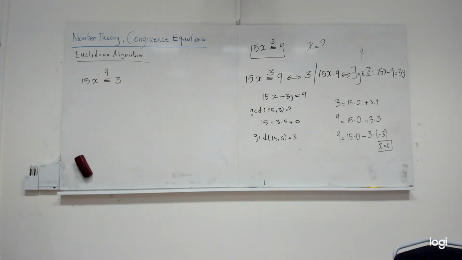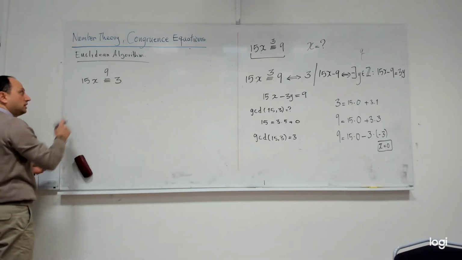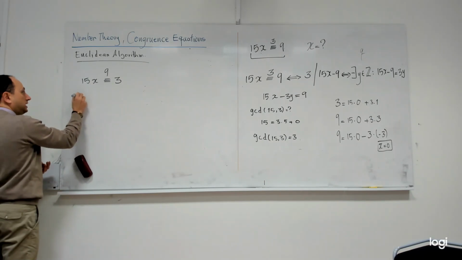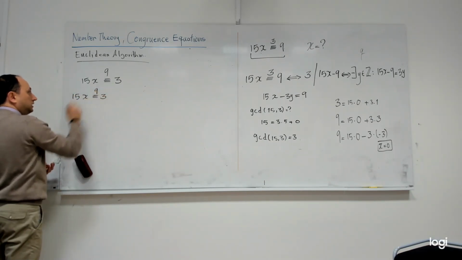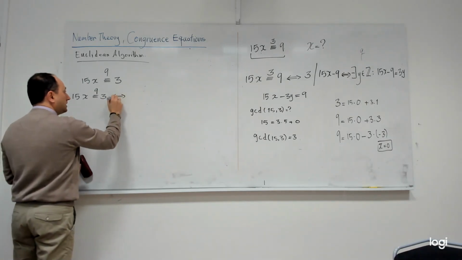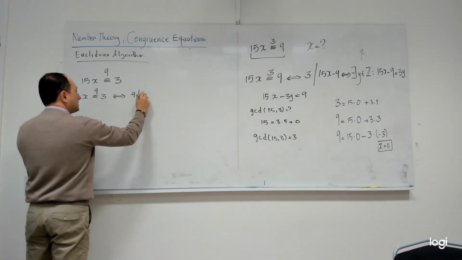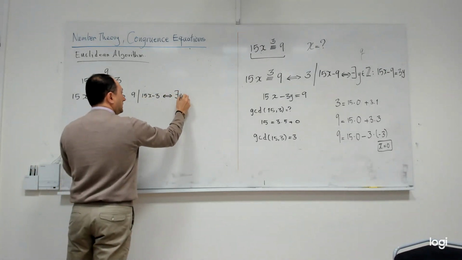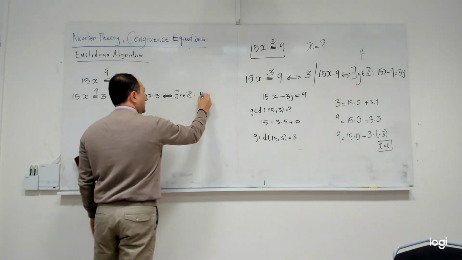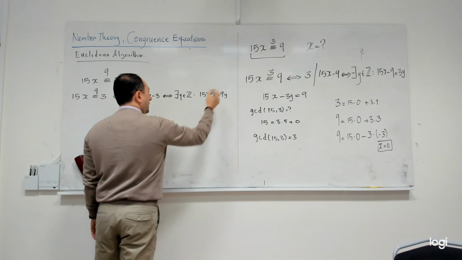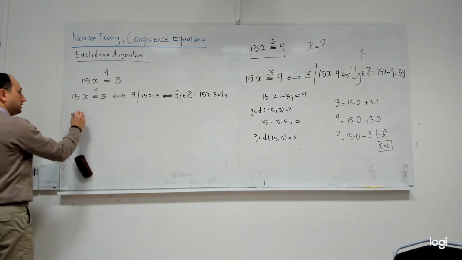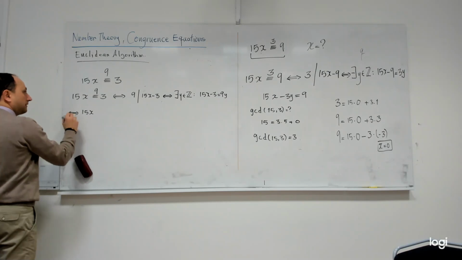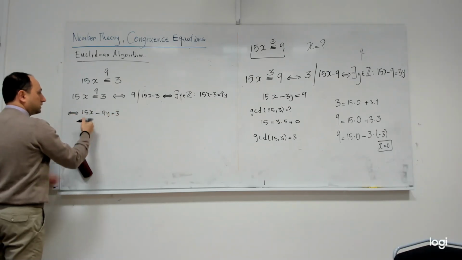But if you just answer 2 in the exam, that would not be accepted. So you need to do it systematically. Okay? So how should we do it systematically? I would write 15x is congruent to 3 modulo 9. This is equivalent to saying that 9 divides 15x minus 3. This means that there exists a y in Z such that 15x minus 3 is 9y. Then I move 9y to the left and 3 to the right. I will get this, yes?